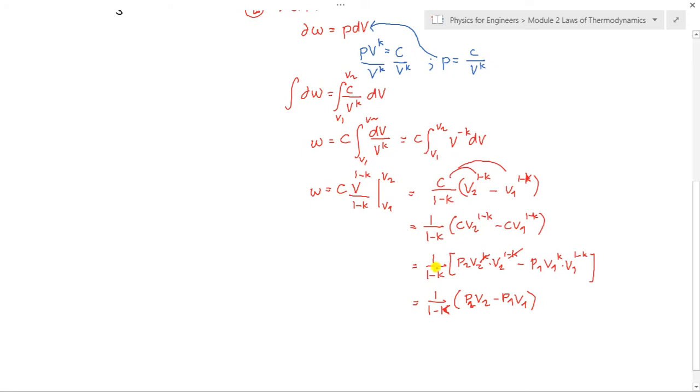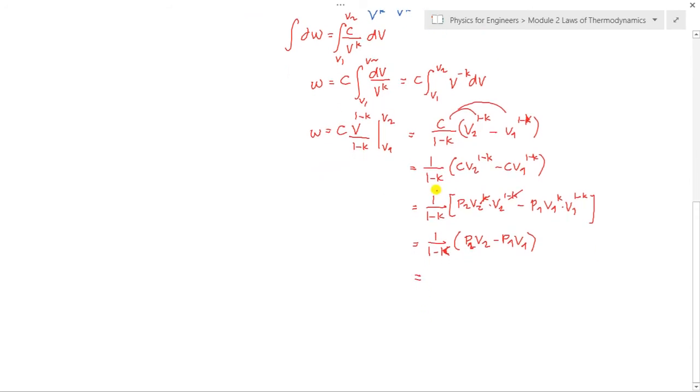Or you can also modify this work. You can extract P1 V1, so you can have P1 V1 over 1 minus K, then the result here would be P2 over P1. So we have here P2 V2 over P1 V1 minus 1.